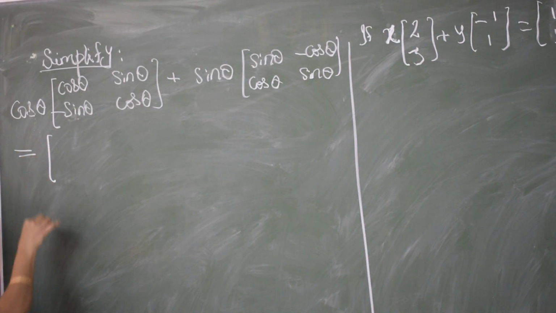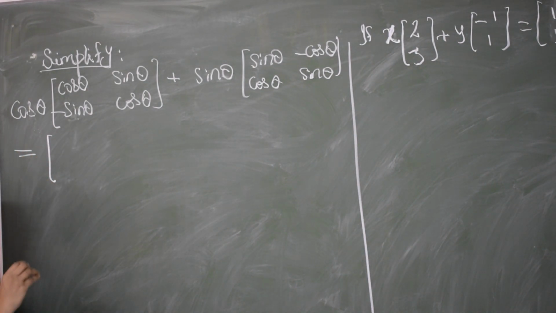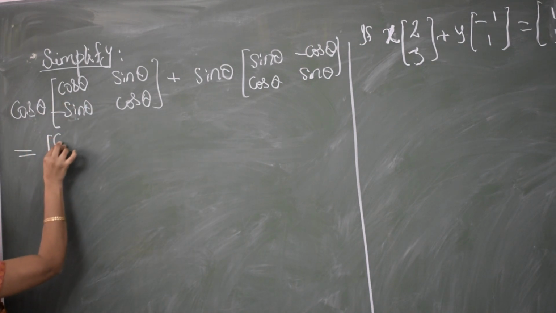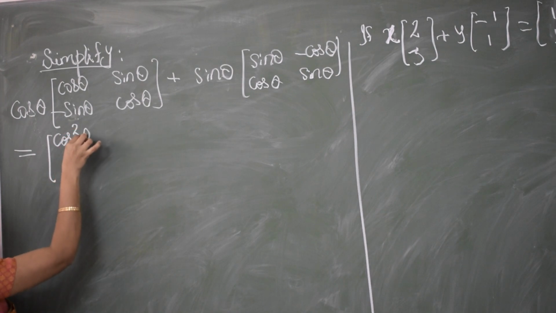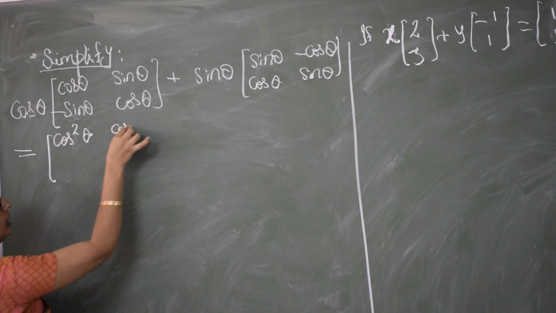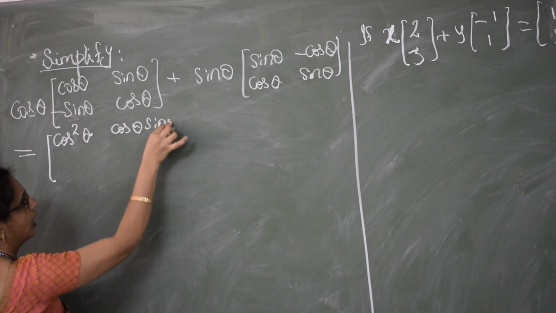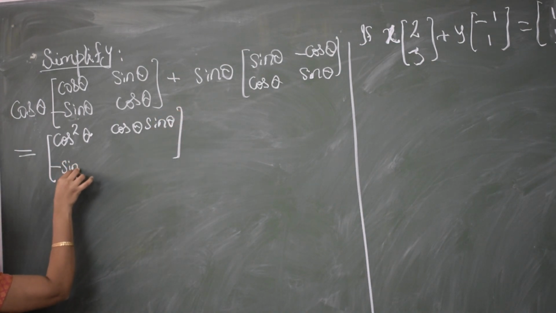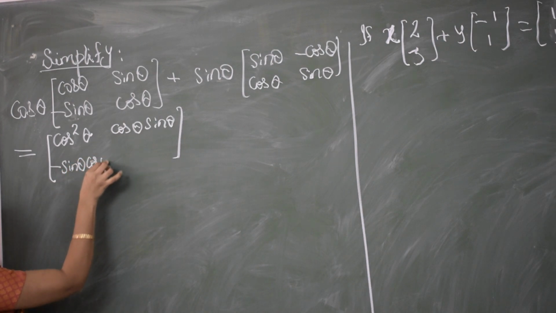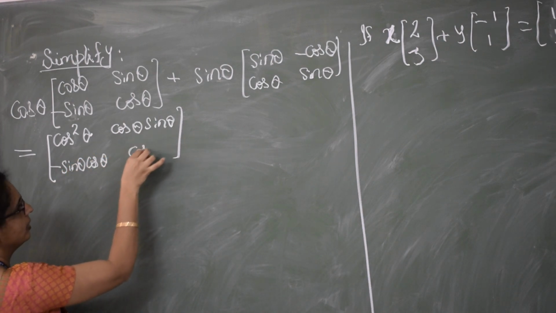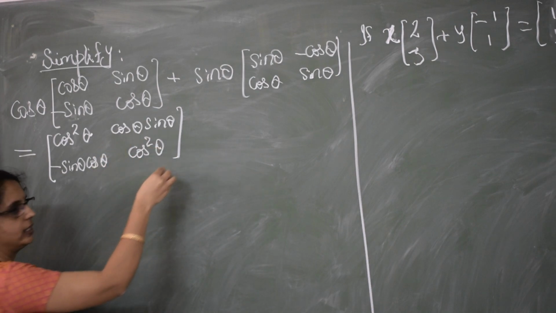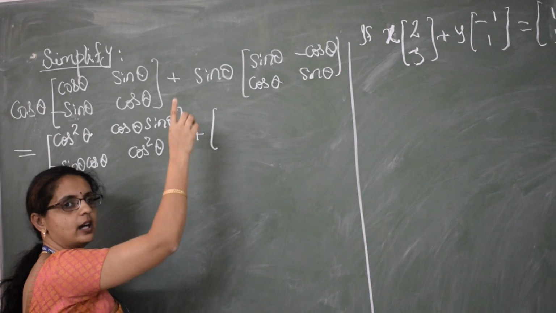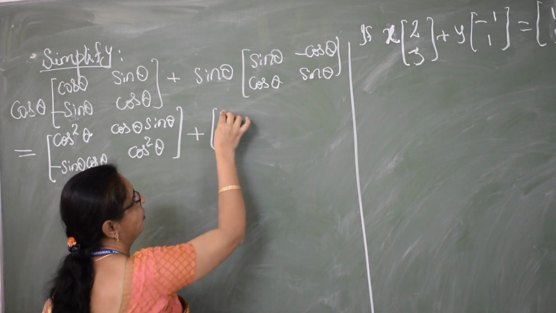First and foremost, I am going to multiply cos theta to every element of the given matrix. Cos theta into cos theta gives us cos square theta, cos theta into sin theta. Let's move on to the second row, minus sin theta into cos theta. This gives us cos square theta, plus as it is. Now multiply sin theta to the second matrix and see what happens.